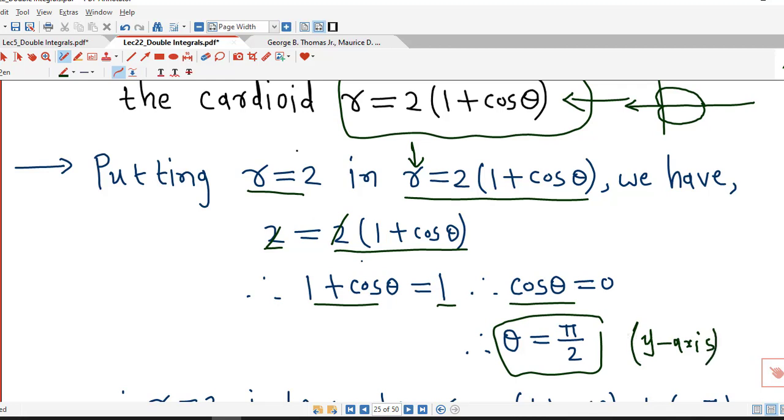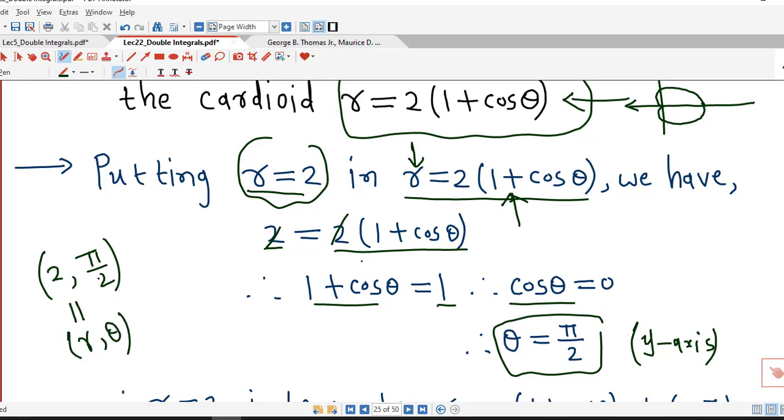So the circle r equal to 2 will intersect the cardioid on the y-axis, that is theta equal to pi by 2, and the point will be r equal to 2 and theta equal to pi by 2. So this circle will intersect the cardioid at angle pi by 2 and at the value r equal to 2. So these are the coordinates in polar form.